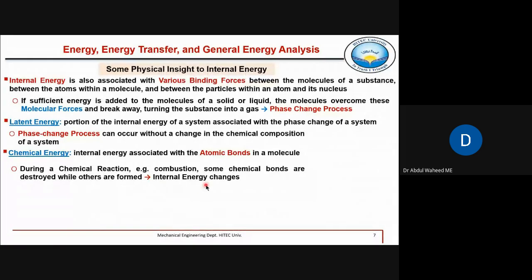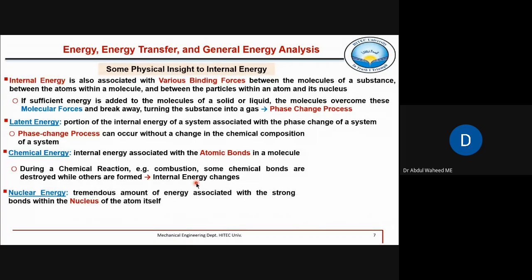So that is the third form of internal energy. The fourth form is related to the energy which is released when the nucleus of any atom or molecule is disturbed or is broken, or when two nuclei are joined together. So the energy which is released due to the nuclear reaction, that part of internal energy is known as nuclear energy.